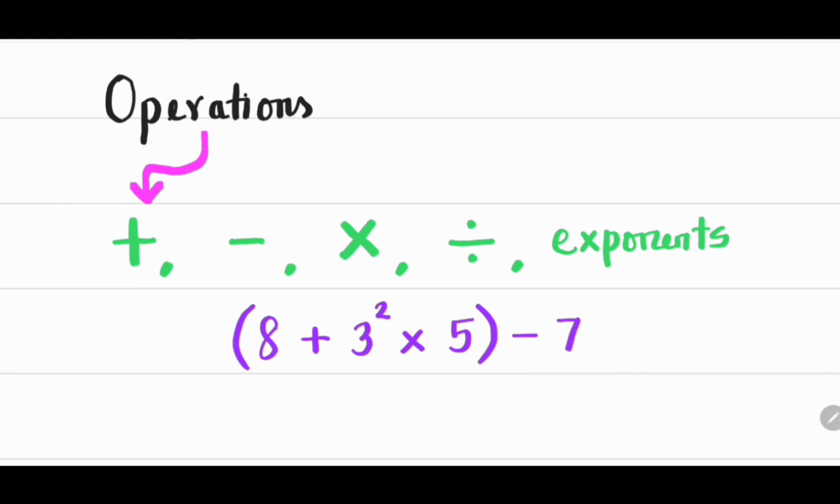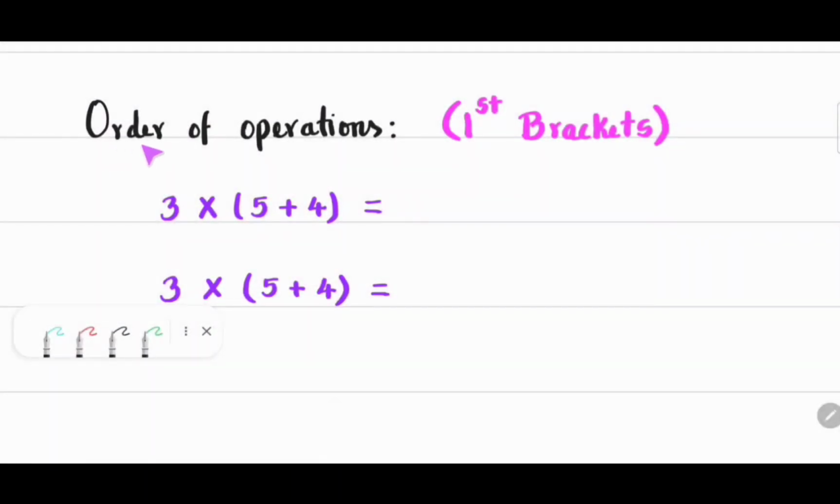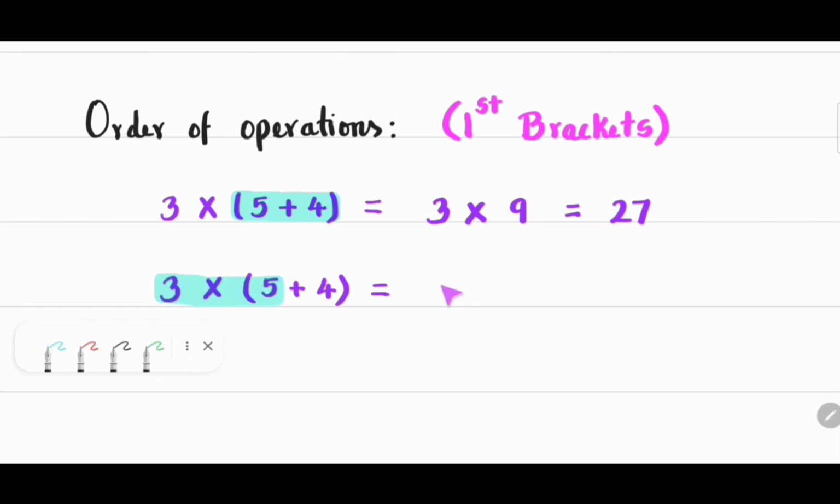So, long ago, mathematicians agreed to follow rules when doing calculations, and they are the order of operations. First, brackets. Let's do things in brackets first. So, 3 times 9 equals 27. If I do multiplication first, we get 3 times 5, that is 15 plus 4, which equals 19.